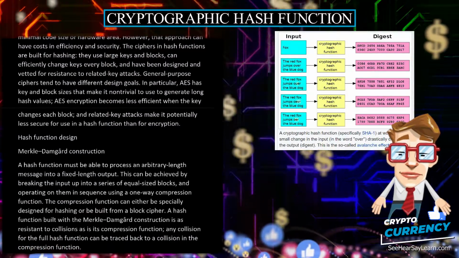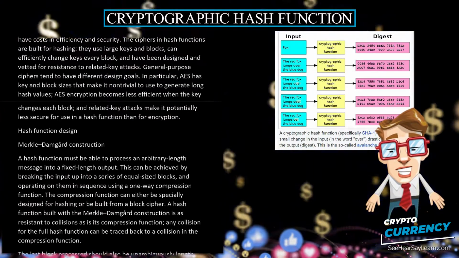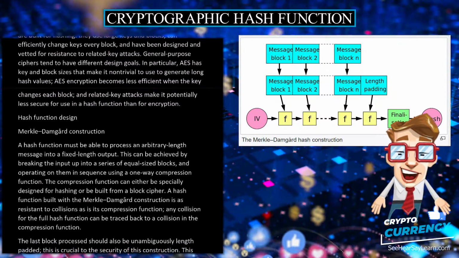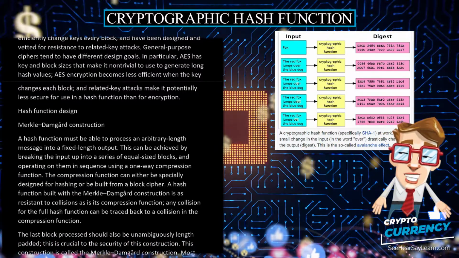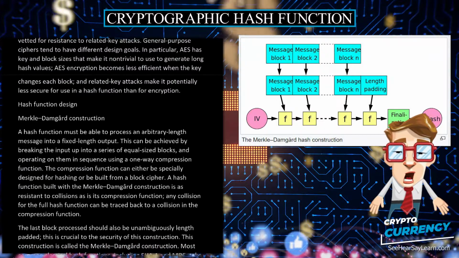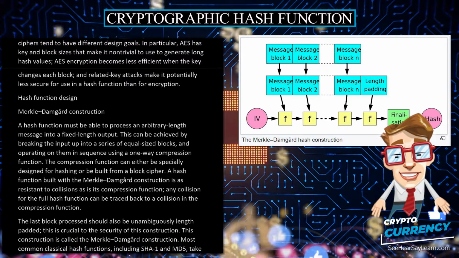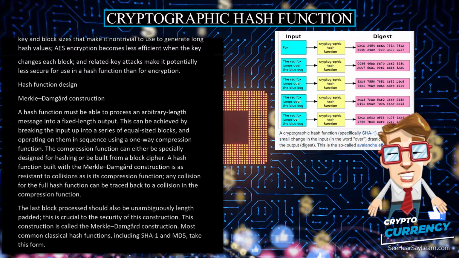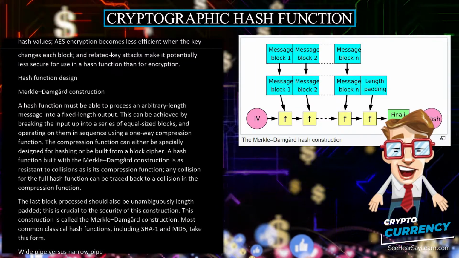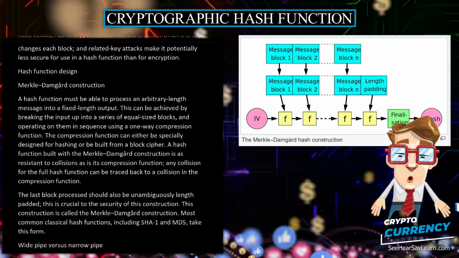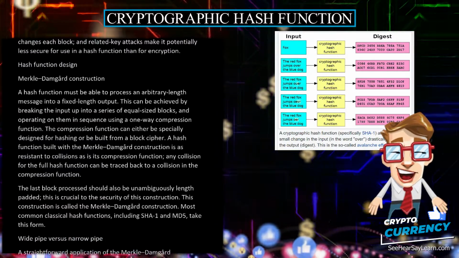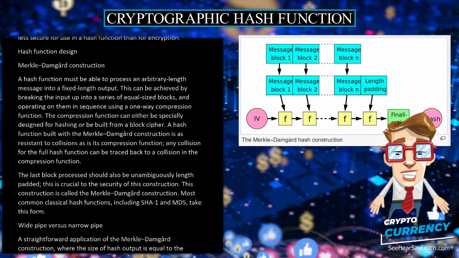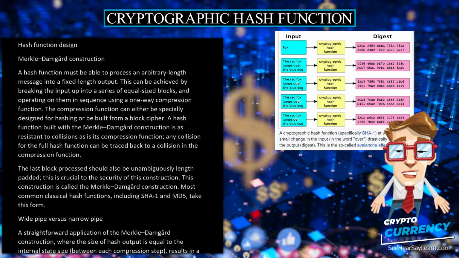Wide pipe versus narrow pipe. A straightforward application of the Merkle-Damgård construction, where the size of hash output is equal to the internal state size between each compression step, results in a narrow pipe hash design. This design causes many inherent flaws, including length extension, multi-collisions, long message attacks, generate and paste attacks, and also cannot be parallelized. As a result, modern hash functions are built on wide pipe constructions that have a larger internal state size, which range from tweaks of the Merkle-Damgård construction to new constructions such as the sponge construction and HAIFA construction.